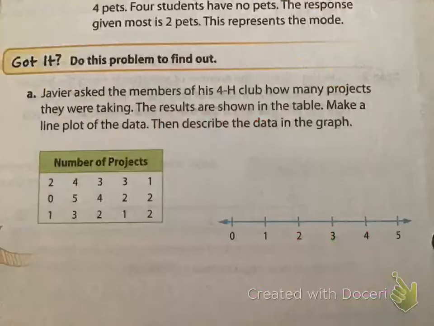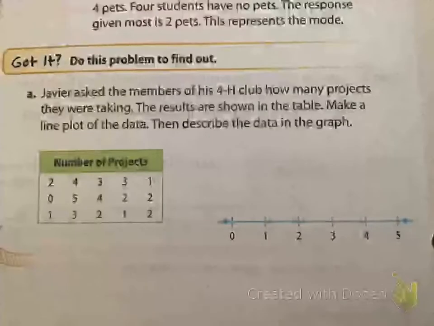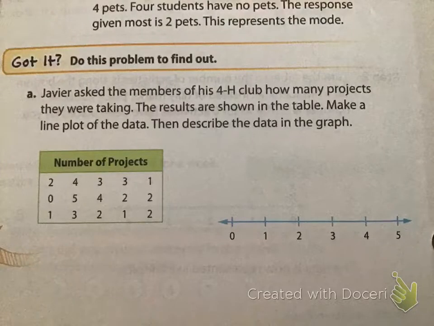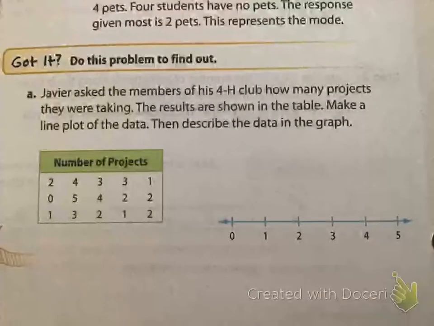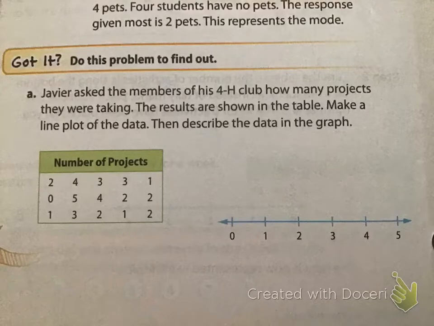So let's look at this one. Javier asked the members of his 4-H club how many projects they were taking. The results are shown in the table. Make a line plot of the data. So then describe the data in the graph.